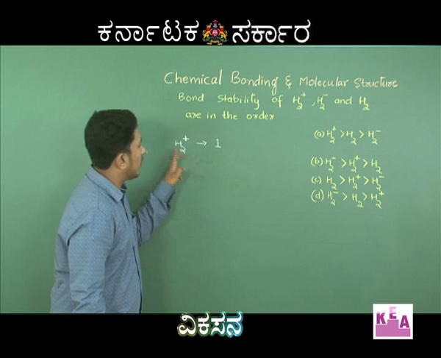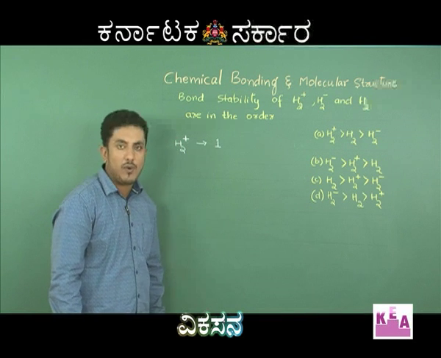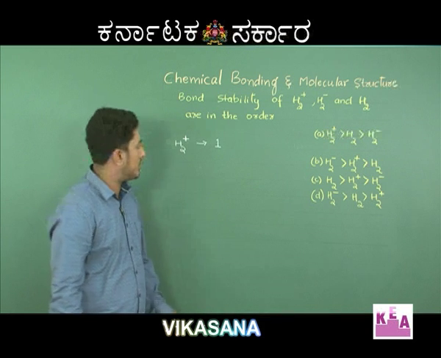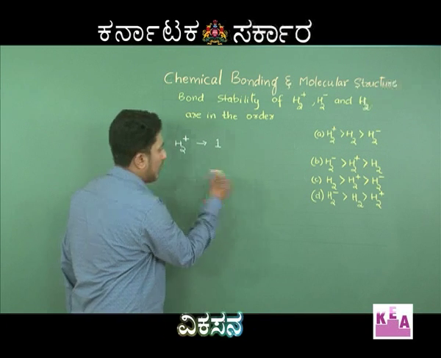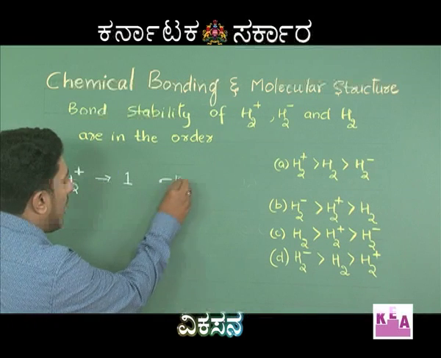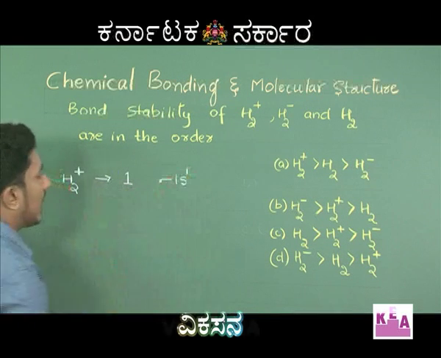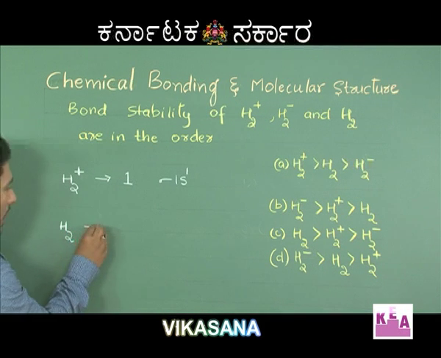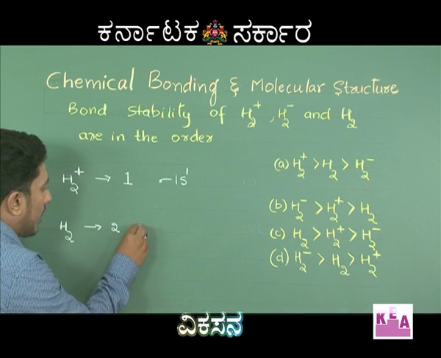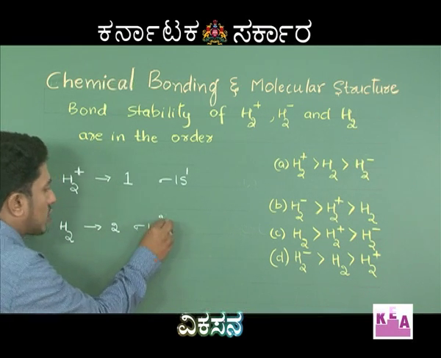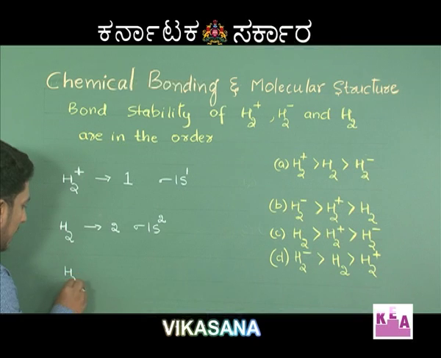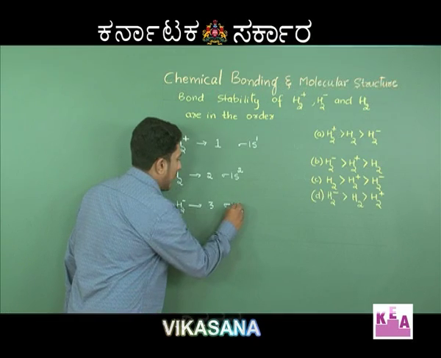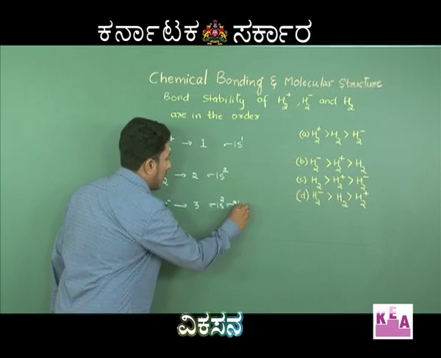For such molecules, you need to calculate the bond order by using the formula half of the number of electrons in bonding minus the number of electrons in anti-bonding orbitals. Now for this, I can write the molecular orbital configuration as sigma 1s1 because it contains 1 electron. For H2, the number of electrons is 2, hence the electronic configuration will be sigma 1s2. For H2 minus, the number of electrons is 3, hence the electronic configuration is sigma 1s2, sigma star 1s1.